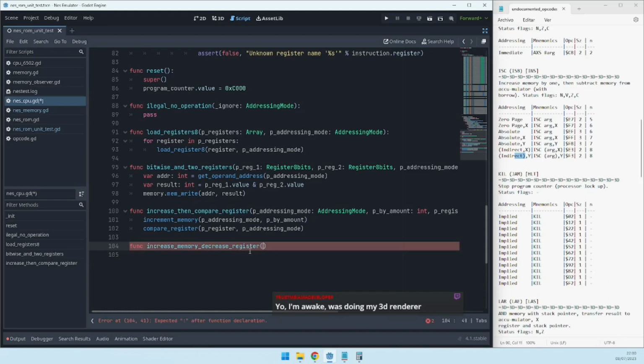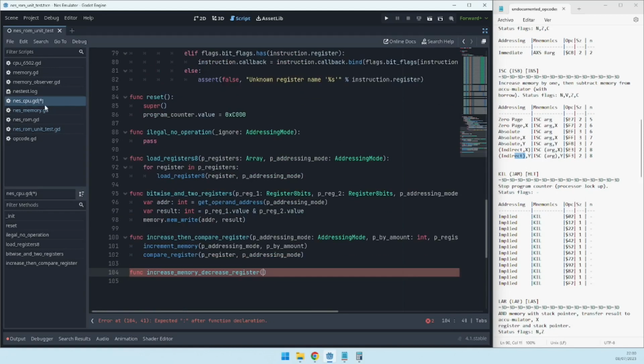Yo, I am awake. I was doing my 3D renderer. Oh, that's awesome. So, trust me, I am a developer. Couldn't you find a shorter name? Anyway, he's working on making a 3D renderer for the Game Boy Advance console. He's not streaming, but I am following his project personally. I am sure he's having fun.